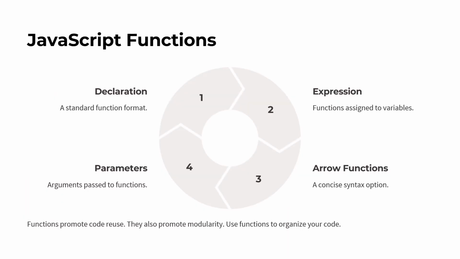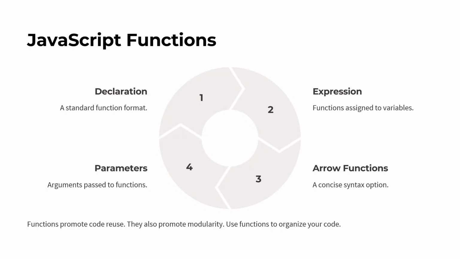JavaScript functions are essential for structuring and organizing code efficiently. They allow developers to create reusable blocks of code that perform specific tasks, improving modularity and maintainability. A function declaration follows a standard format and defines a reusable piece of code that can be called multiple times. This method is widely used for defining named functions that enhance code readability.